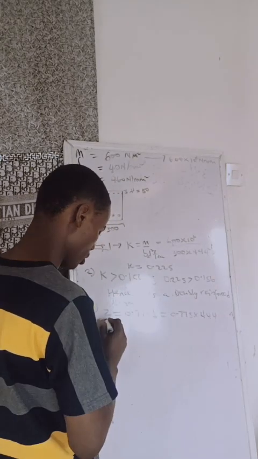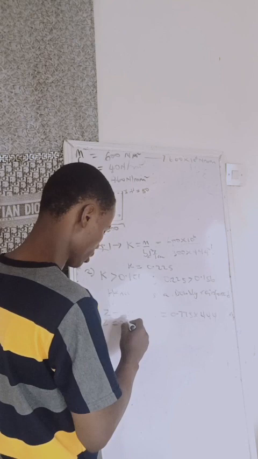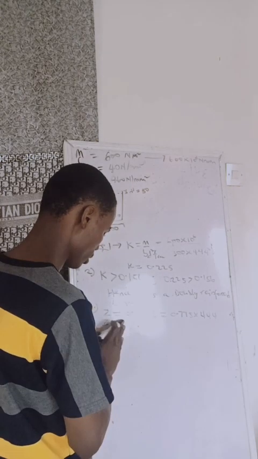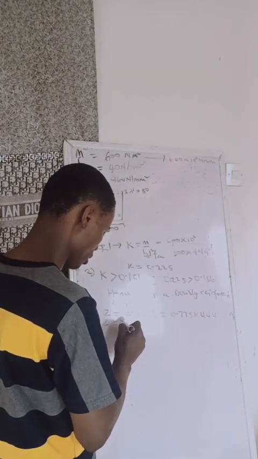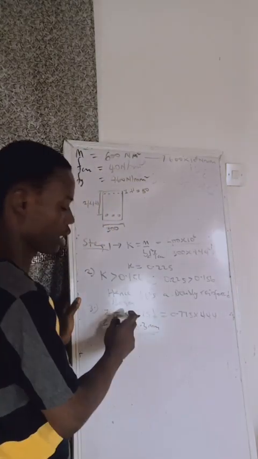So your Z should give you something like 346.3, and this has been calculated.